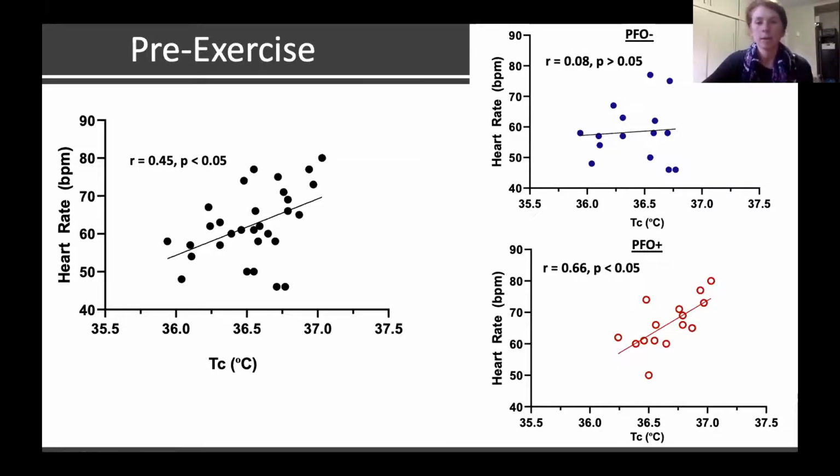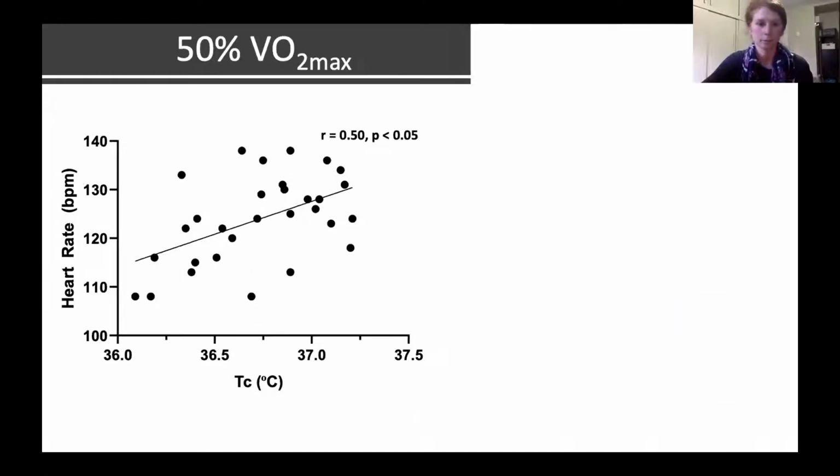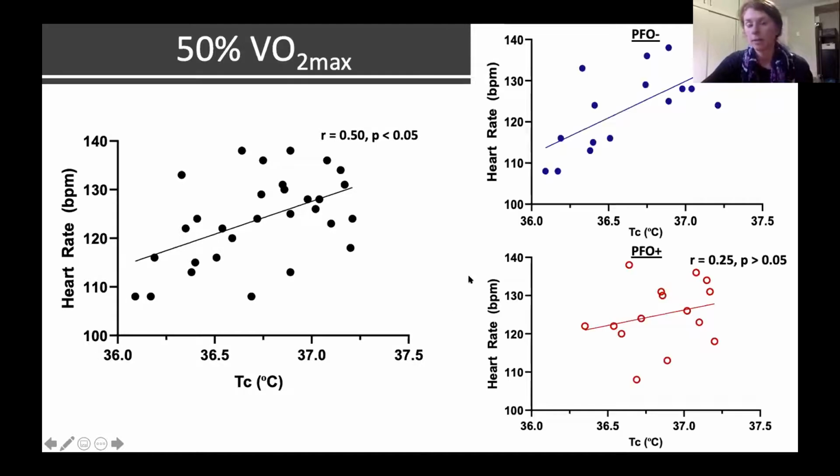Then we wanted to see what would happen if we asked them to exercise. So we had them exercise at 50% of VO2 max, and still in our whole group data we have this positive and significant relationship between core temp and heart rate. We divide our groups out, and we still have a relationship, but this time it's in our PFO negative subjects. Those who were cooler had lower heart rates, those who were warmer had higher heart rates, but in our PFO positive group, there was no relationship between heart rate and core temp anymore.